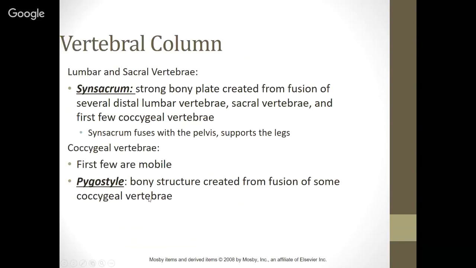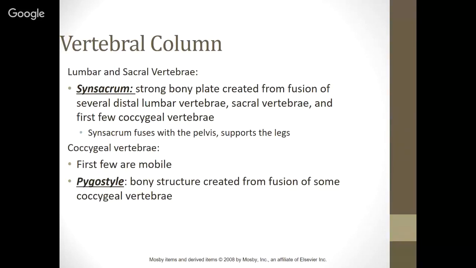The lumbar and sacral vertebrae are fused together and called the synsacrum. It's a strong bony plate created from that fusion of the several distal lumbar vertebrae, the sacral vertebrae, and the first few coccygeal vertebrae. And the synsacrum then fuses with the pelvis and supports the legs. The coccygeal vertebrae, the first few are mobile, so the tail can move.